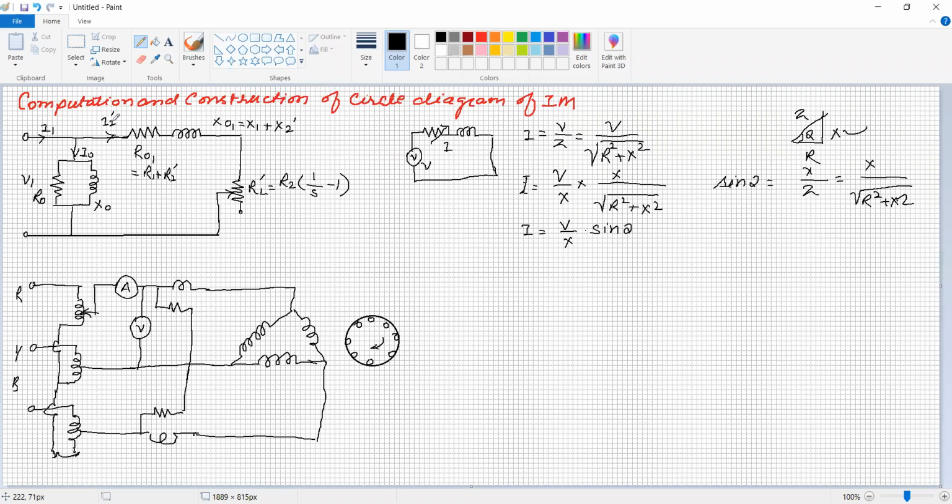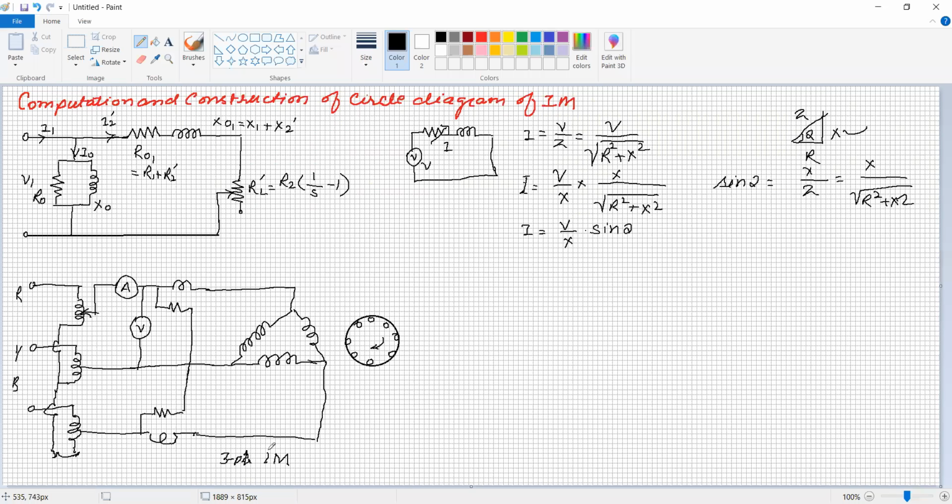Now we want two types of test. One is the open circuit test, that is called the no load test, and second is called the short circuit test, or the block rotor test. So we are using the terminology which is similar to the transformer tests, open circuit test and short circuit test. Open circuit test is nothing but the no load test. Short circuit test is nothing but the block rotor test. Here it is a three-phase induction motor, delta connected three-phase induction motor.